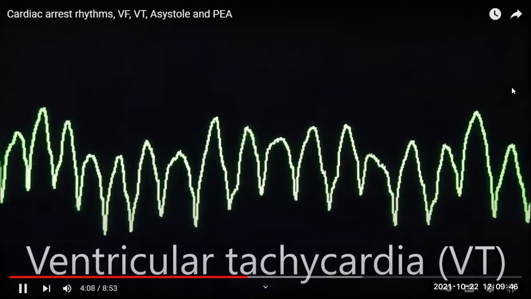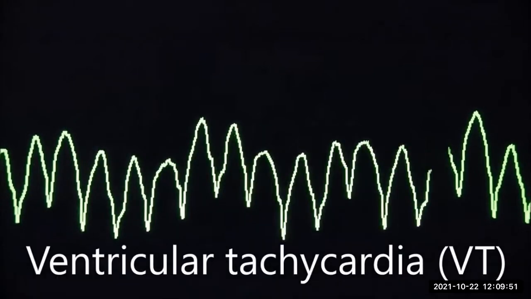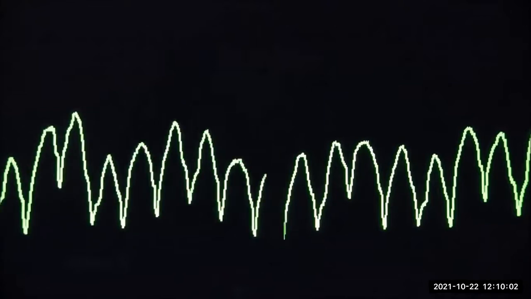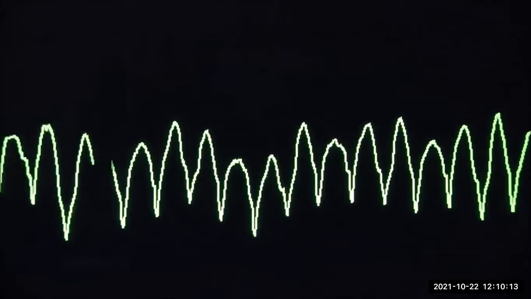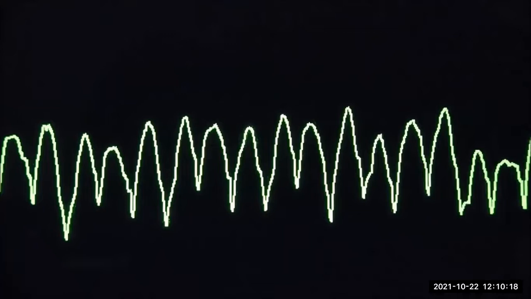Now this rhythm is a ventricular tachycardia, VT, very rapid ventricular contraction, but with a degree of coordination. This is quite a severe ventricular tachycardia, and this patient will probably be unconscious. But in some ventricular tachycardias, the patient can remain conscious for periods of time, indeed hours, although they'll feel very unwell.